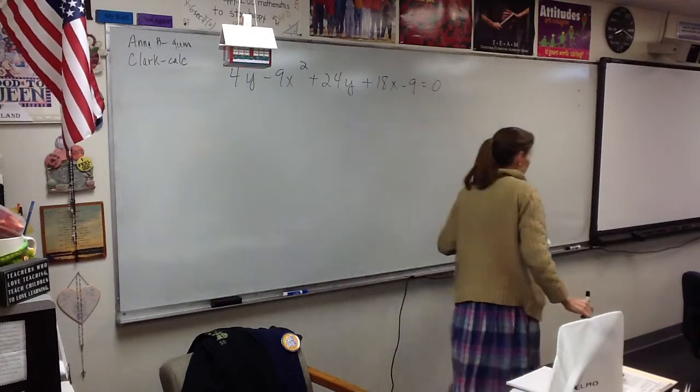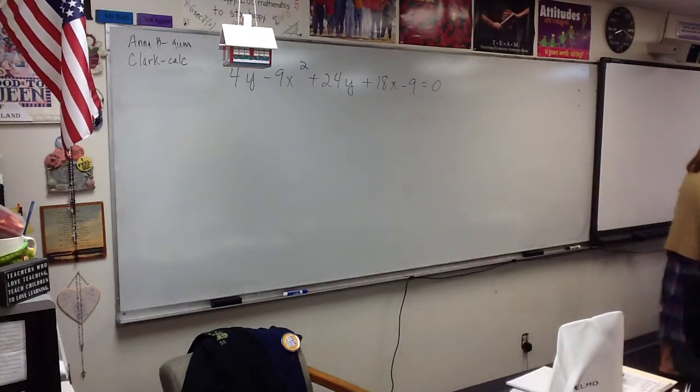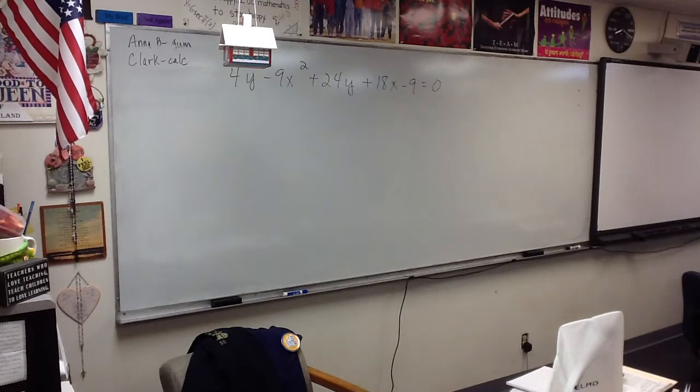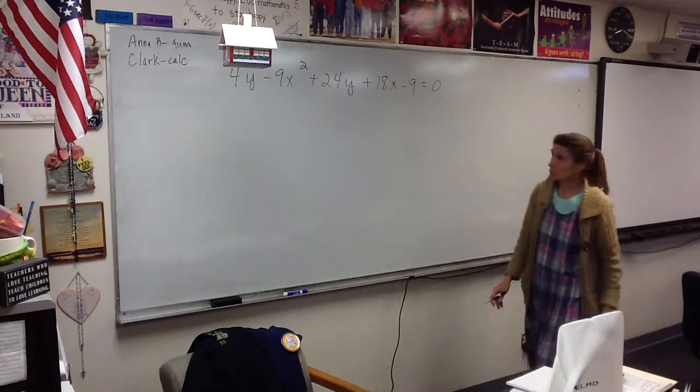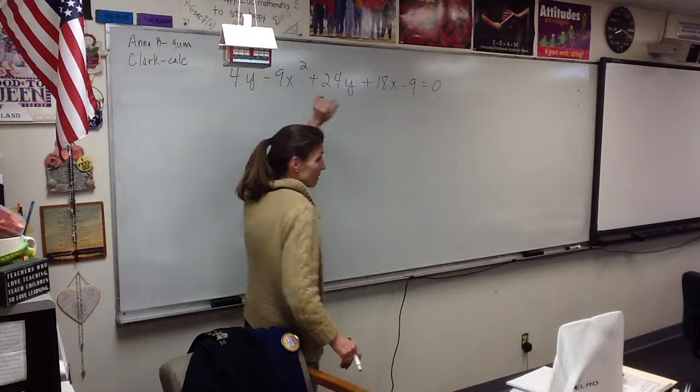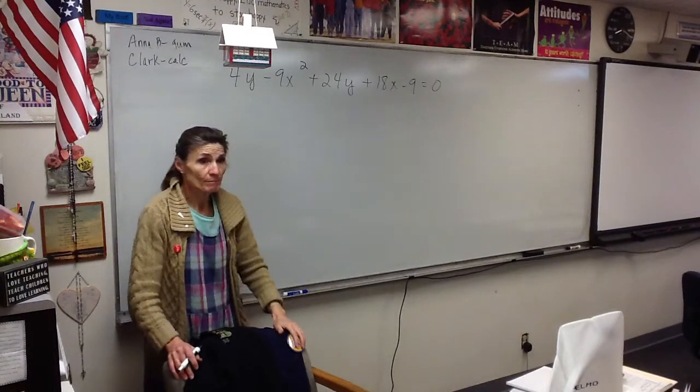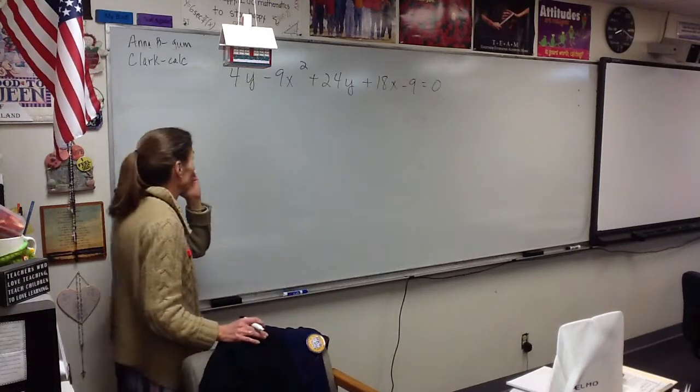Okay, you're walking down the hallway, you find this equation. How do you know it's a hyperbola? 2 minus 9. That's right. You got your squared terms, but they're not being added, they are being subtracted.